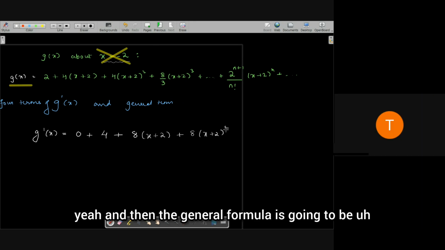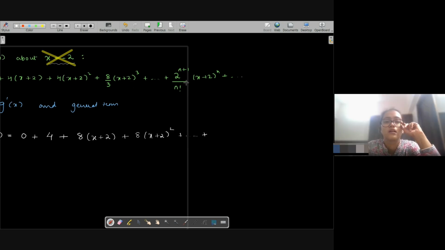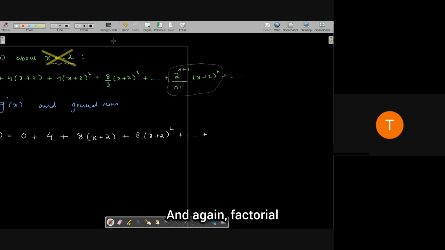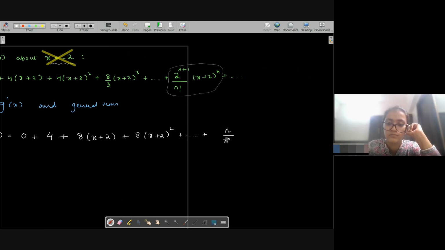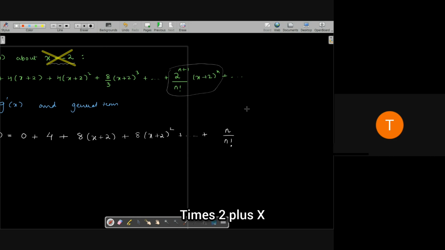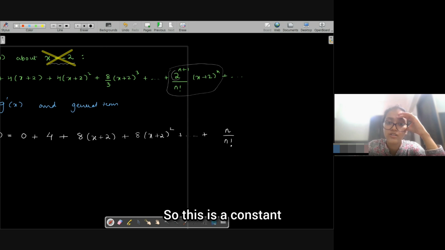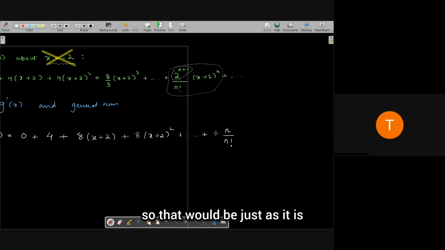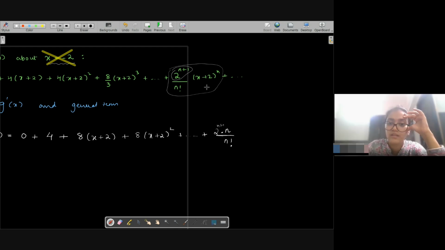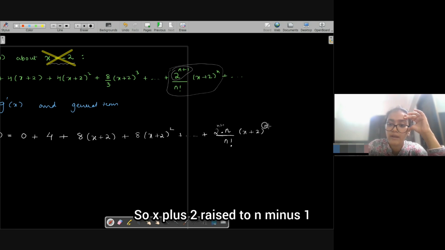And then the general formula is going to be, now try to differentiate this term. And n again, over n factorial, times 2 raised to n plus 1. Wait, this is a constant. 2 raised to n plus 1 is a constant. So that will be just as it is, times x plus 2 raised to n minus 1.